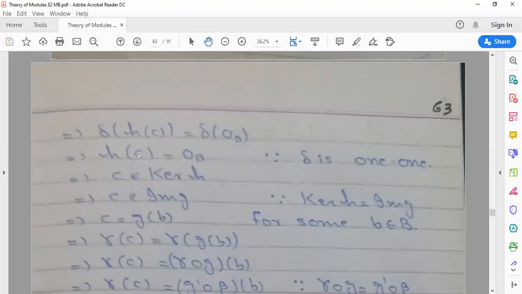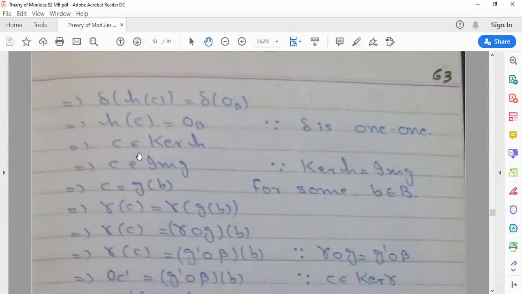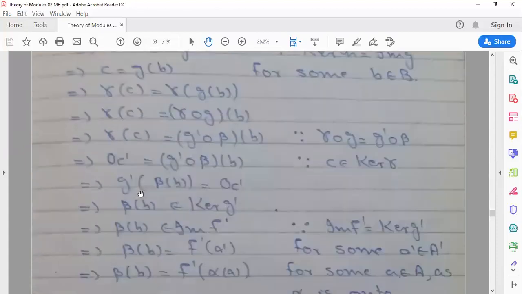That means that c belongs to kernel of h, and kernel of h is equal to image of g, and image of g contains elements like g of b. So c should be equal to g of b. After this we write gamma of c and g of b. We are taking gamma on both sides, so gamma of c, and on this side we combine the composition of functions. So gamma composition g is equal to b.